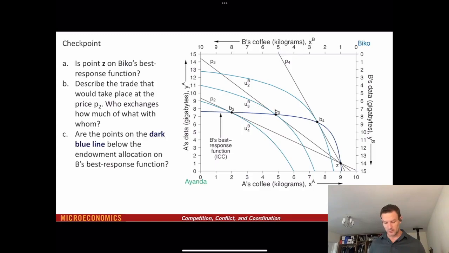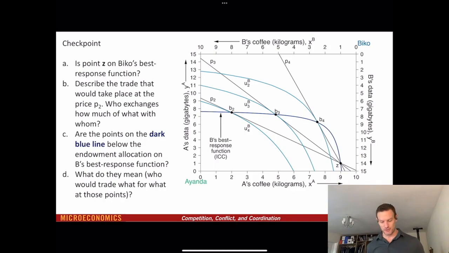Okay, now I'm going to ask you to answer these questions by yourself. The first point: is point Z on Biko's best response function? Yes or no? Describe the trade that would take place at the price P2. Who exchanges how much of what with whom? Are the points on the dark blue line, the best response function, below the endowment allocation on B's best response function? What do they mean? Who would trade what for what at those points? Okay, so if we think about B2, B3, B4, who is trading what for what at those different points? So think about how you would go about answering those questions.